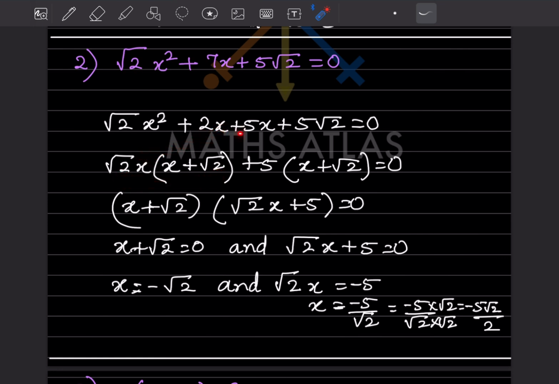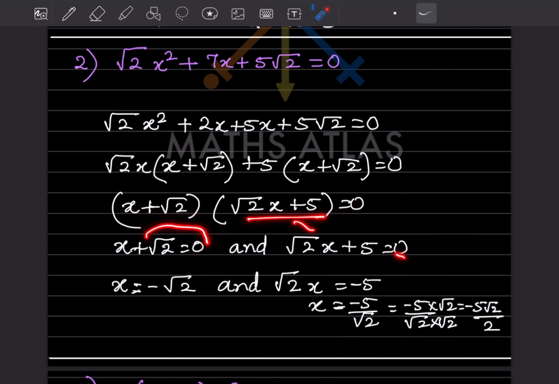And now this plus sign means it will be as it is, and you will take 5 common over here, and this will be x plus root 2. So now can you see both the brackets are the same. So now we will write this once, and whatever is outside you will write once, is equal to 0. So now this is going to be 0 and this is going to be 0.